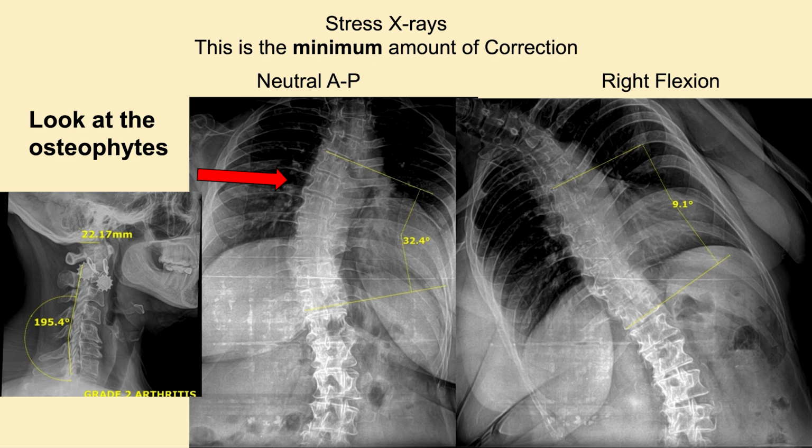So here we have a patient with a 32.4 degree curve, and when we bend her, it bends down to 9 degrees. Even with the osteophyte formation, and you can see it's almost a flowing candle wax of bone, that osteophyte is trying to stabilize an unstable segment. So even with that osteophyte formation, 32.4 down to 9.1 degrees, that's the minimal amount of correction, not maximum, minimal amount.